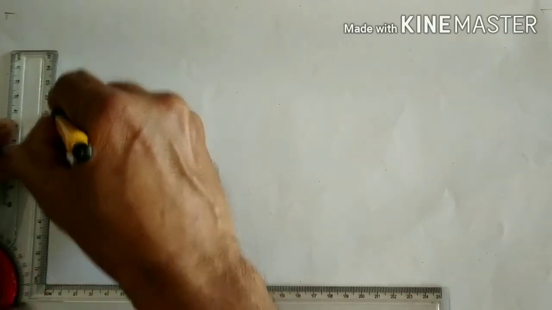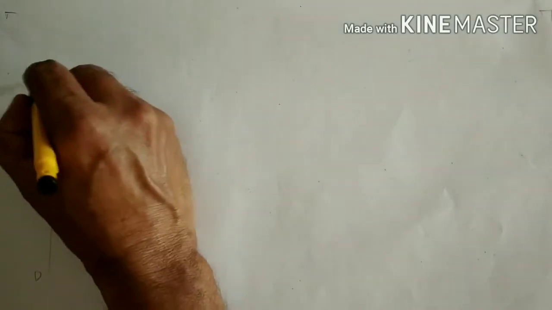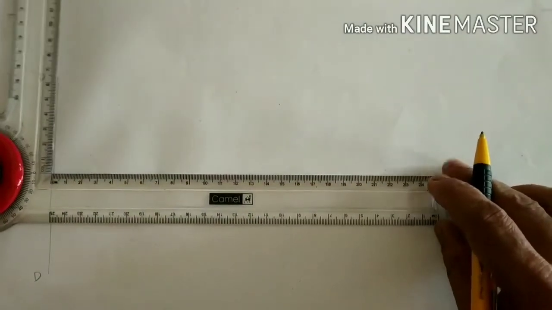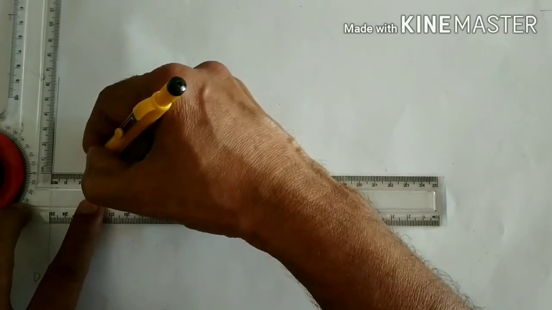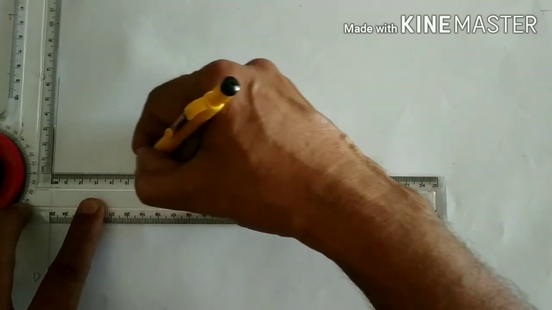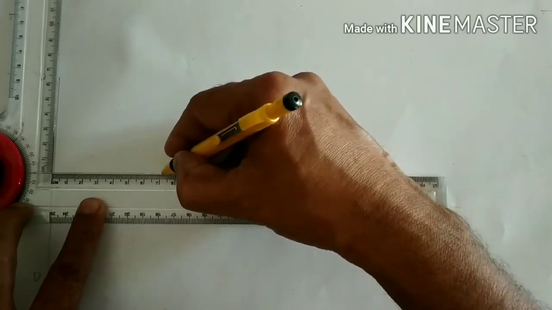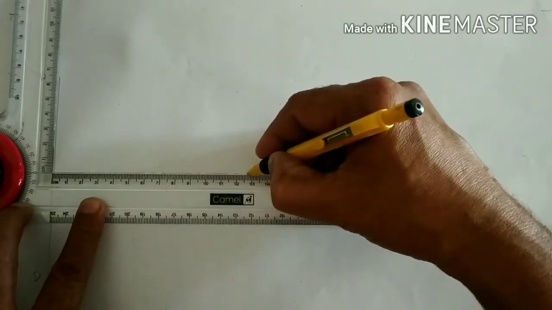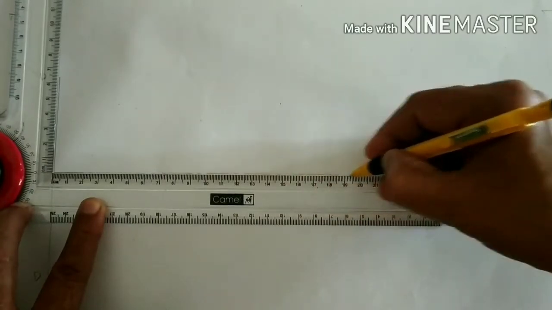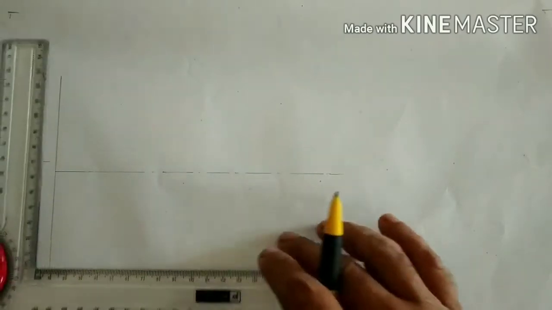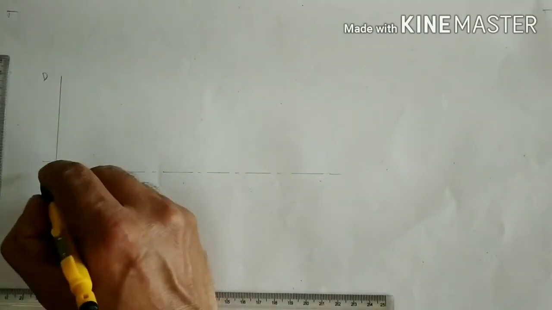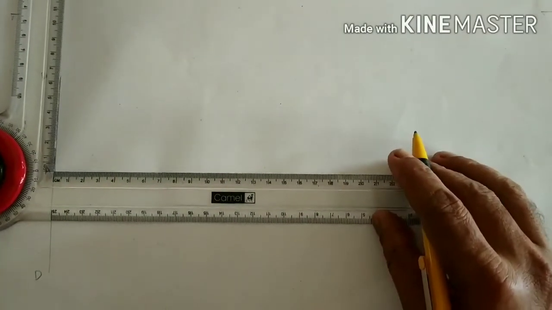Draw a line DD as directrix. Mark the points DD. At any point A on DD, draw the axis AA dash perpendicular to DD to any convenient length. Now mark the focus F on the axis AA dash such that AF is equal to 60 mm.